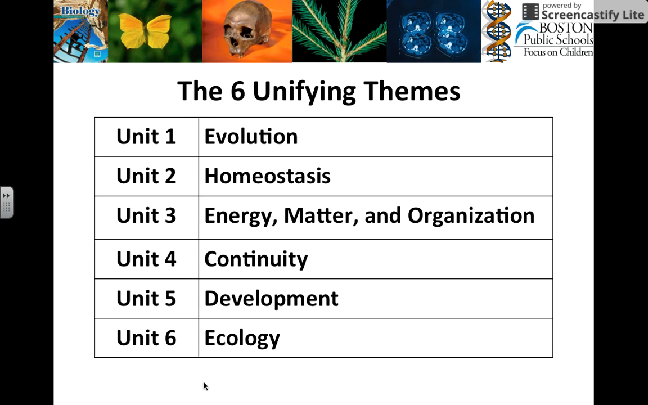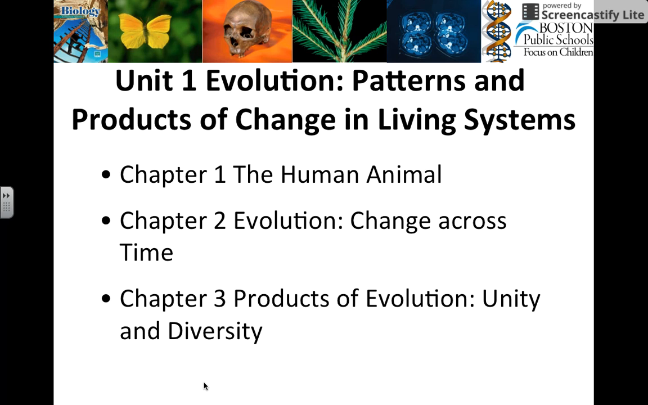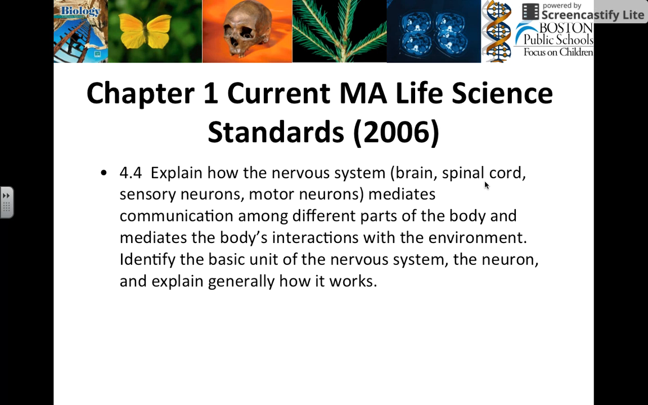So going back to the overview and the whole curriculum, Unit 1 is all about evolution. And then these are the three chapters. Chapter 1, which is the focus here, is the human animal, and it's all about getting students to think scientifically about what makes humans unique or similar to other species. The main standard covered is this one about the nervous system.